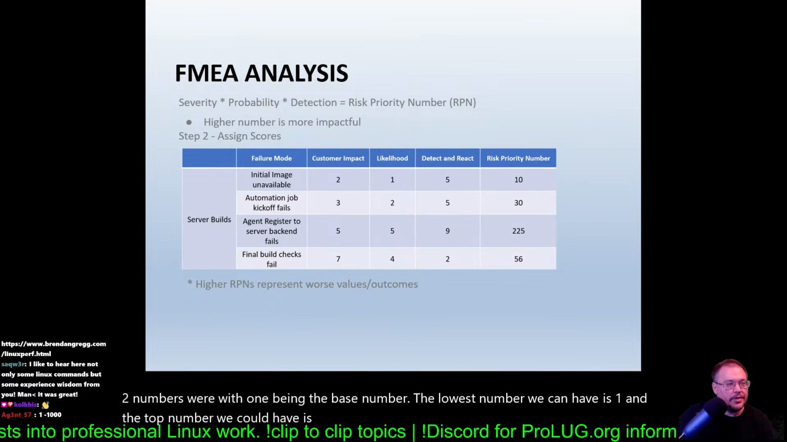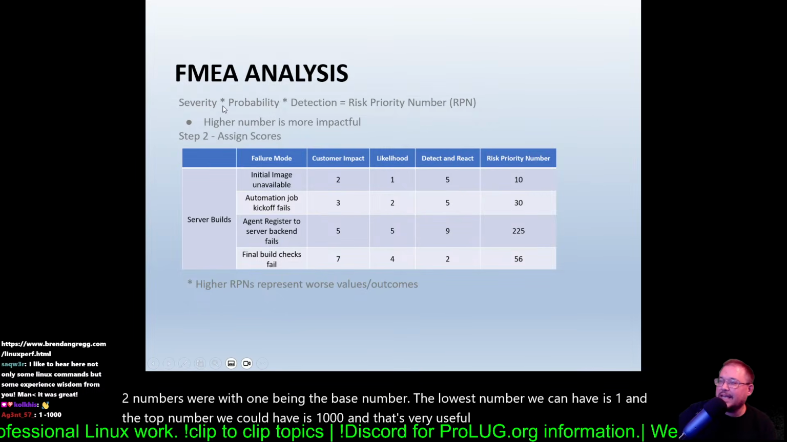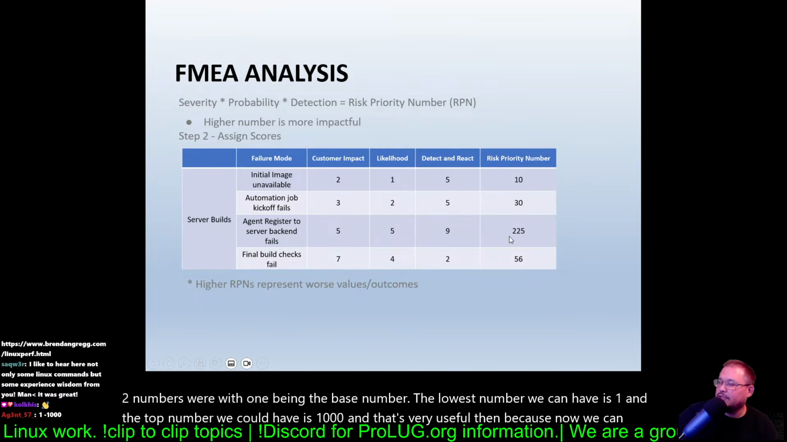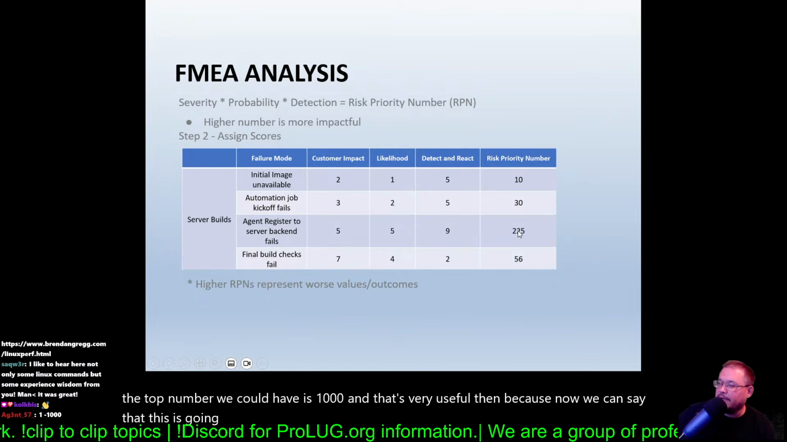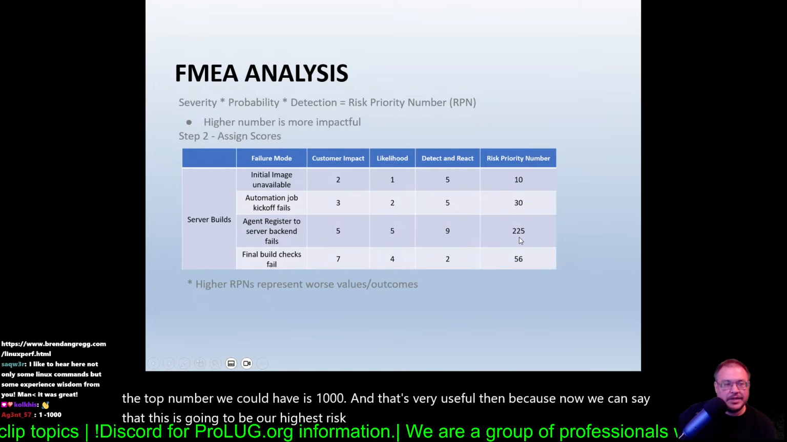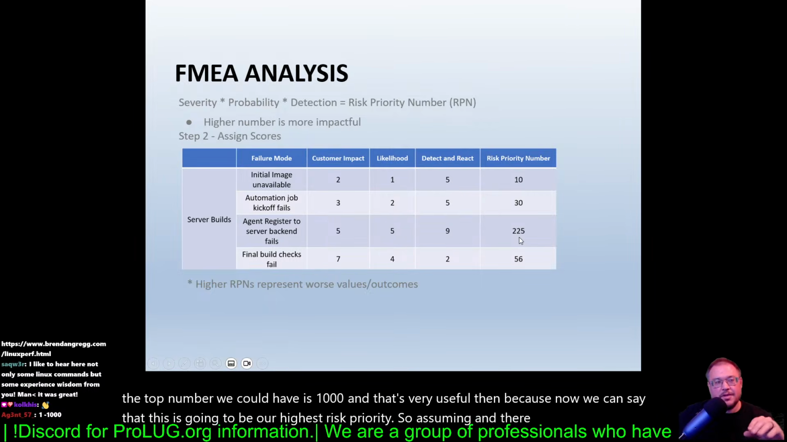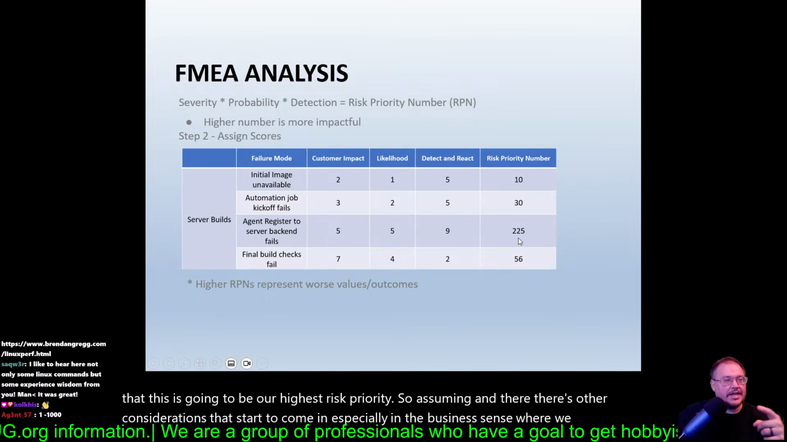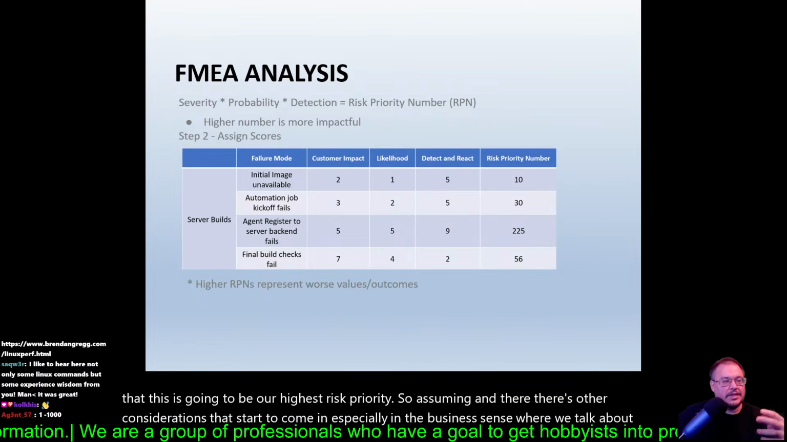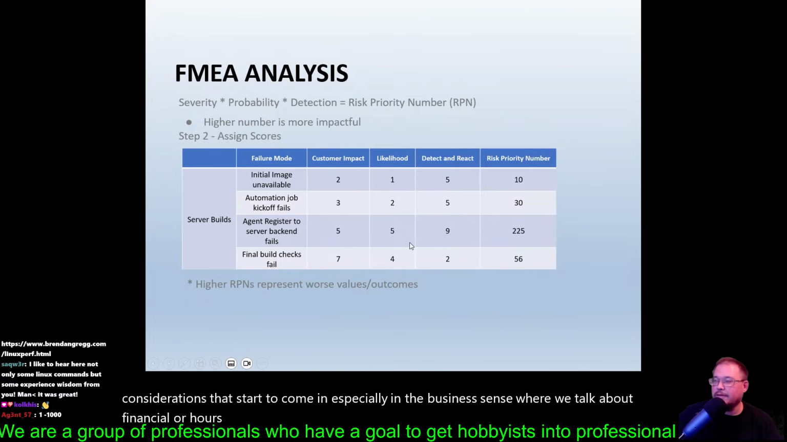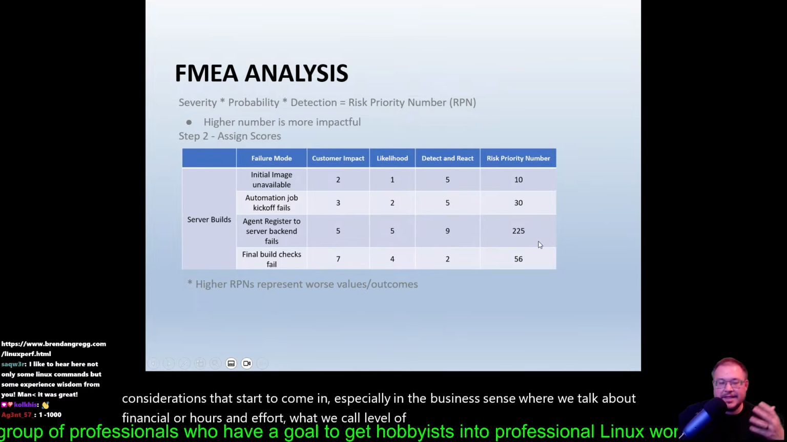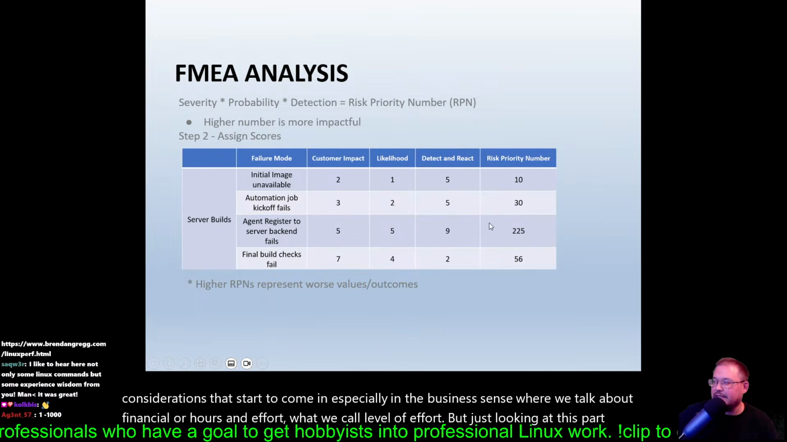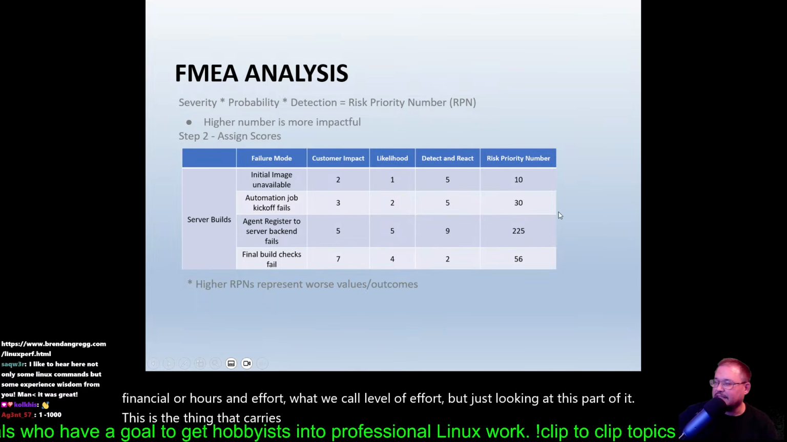And that's very useful then, because now we can say that this is going to be our highest risk priority. Assuming, and there are other considerations that start to come in, especially in the business sense, where we talk about financial or hours and effort, what we call level of effort. But just looking at this part of it, this is the thing that carries the most risk. This thing has to have priority.